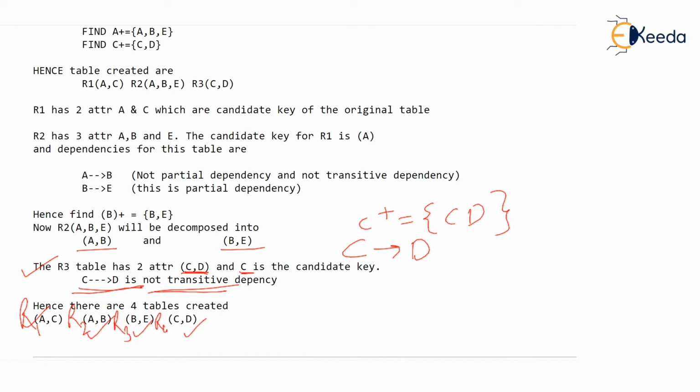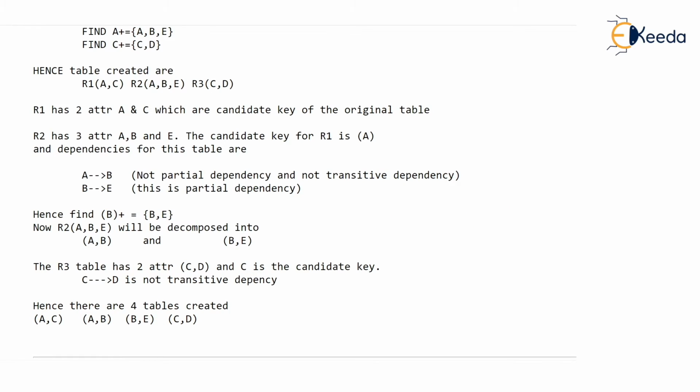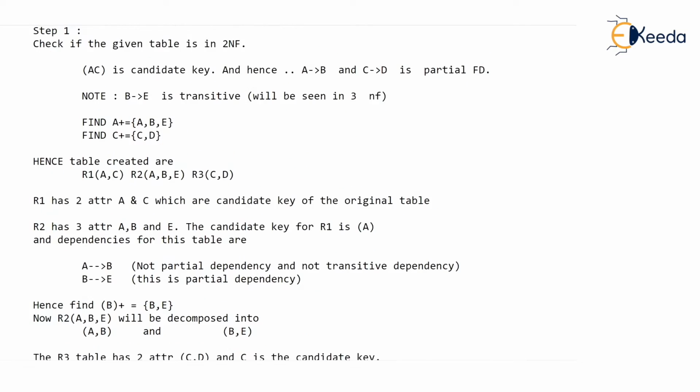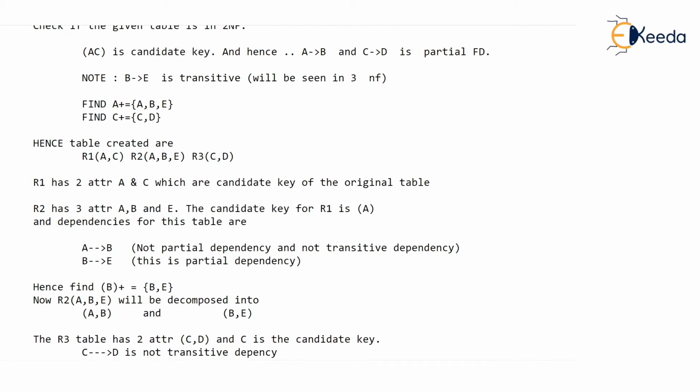So what did you learn here is that after making this table into 2NF, the tables created in 2NF were R1, R2, and R3. R1 contained the candidate key of the original table, no problem. R3 has only one dependency, C determines D, because we got this table by finding C closure, which was C and D. So undoubtedly C determines all the attributes C and D. So here also this dependency is neither partial nor transitive. But R2 had a problem.